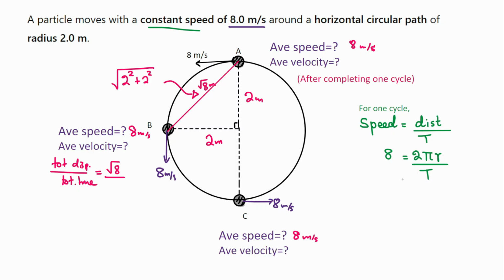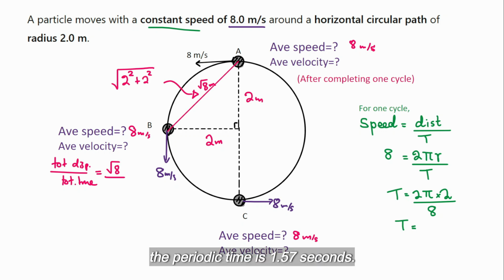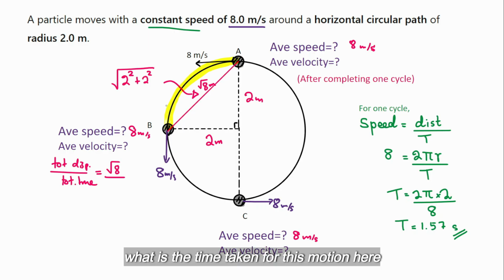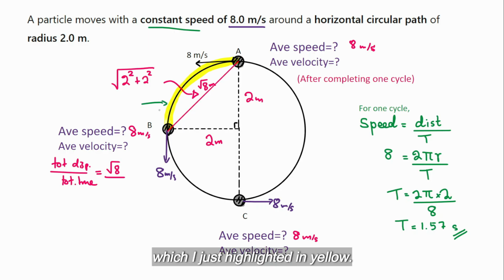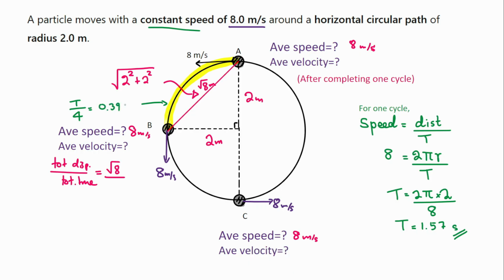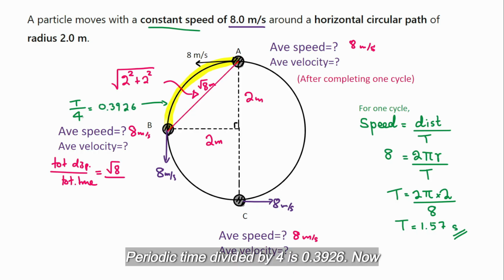So let's do this one. So the time is 2 pi, radius, we know it's 2, divided by 8. So here we know the periodic time is 1.57 seconds. Now, what is the time taken for this motion here, which I just highlighted in yellow? It's obviously a quarter of the periodic time. So all I need to do is divide the value of t by 4. So I can see it takes 0.3926 seconds. Periodic time divided by 4 is 0.3926.